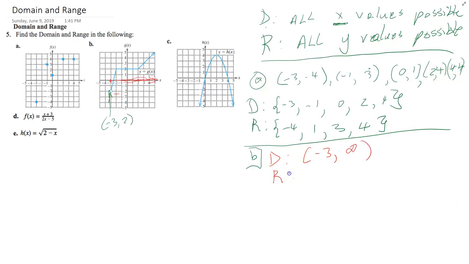Your range would be all the numbers from negative 2 going up, that's your range. So that's -2 to infinity. Right.